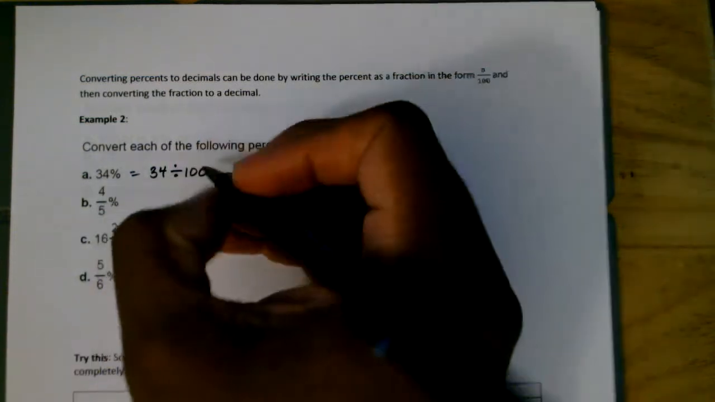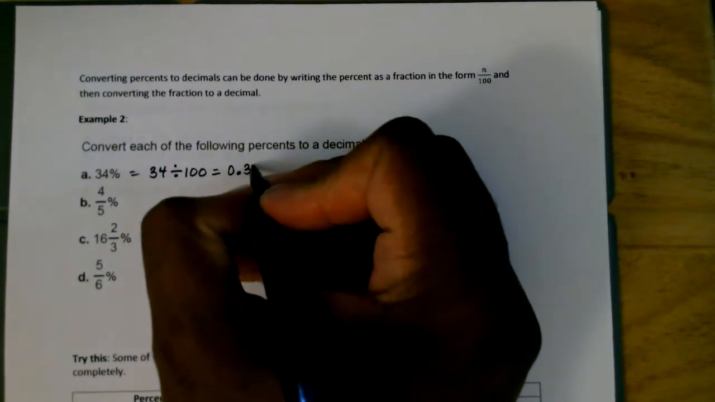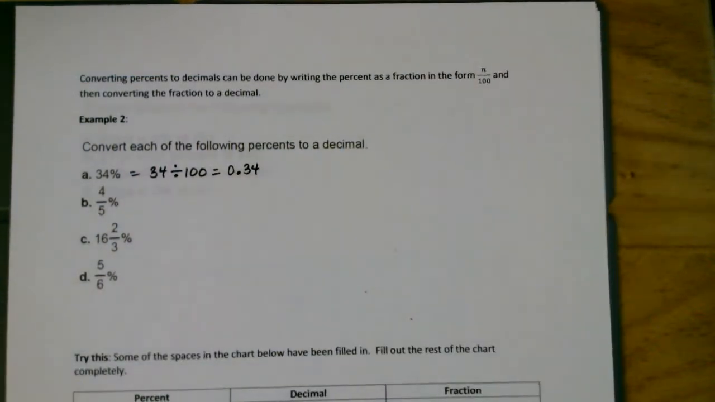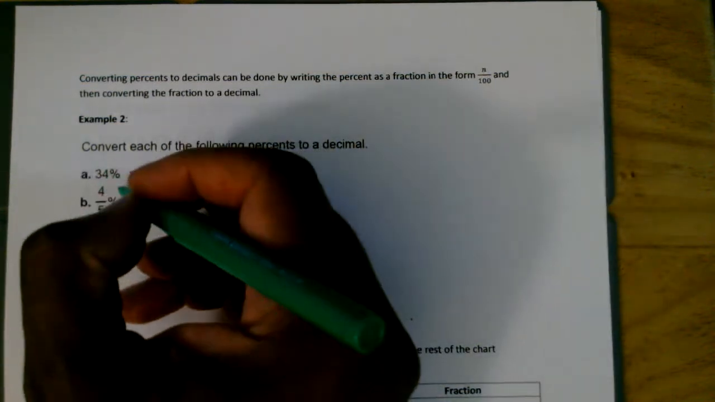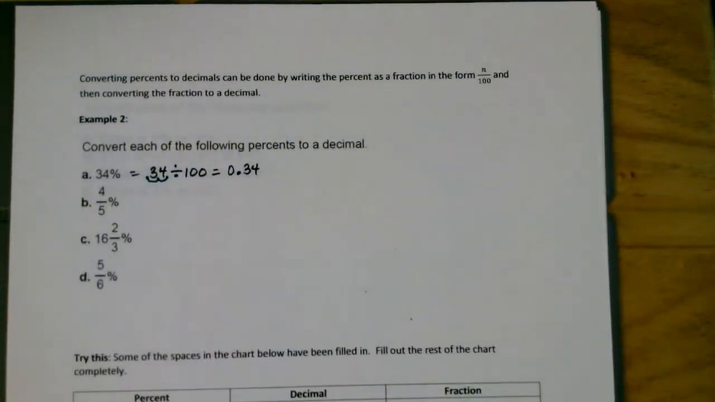Okay, now I'm doing this on the calculator. So do 34 divided by 100, you'll get this number, 0.34. The manual way of doing that would be probably to drop the percent sign, move this decimal point 2 places to the left, so that decimal will be in front of the 3. So it'll be 0.34 for 34%.